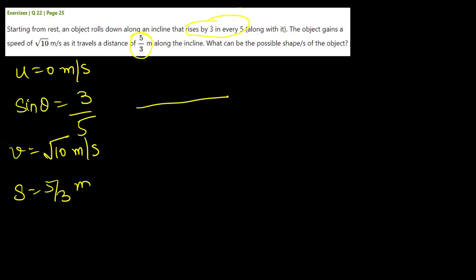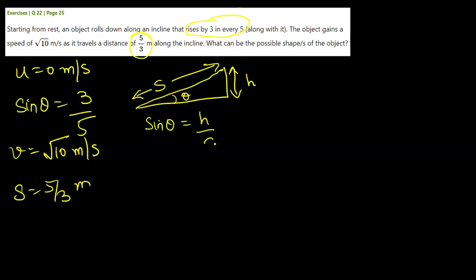The object gains a speed is given to you root 10 meter per second as it travels a distance 5/3. S is the distance 5/3 meter along the incline. Let us assume there is an incline over here. ठीक है, ये थीटा है, ये डिस्टेंस s है, ये इसका हाइट है, so ये थीटा है. तो फ्रॉम डायग्राम यू कैन से साइन थीटा इक्वल टू h अपॉन s.